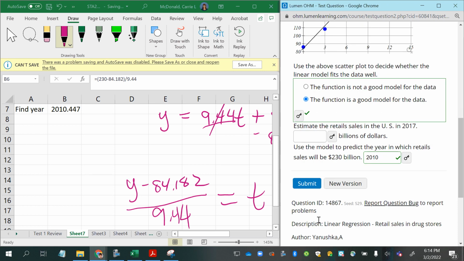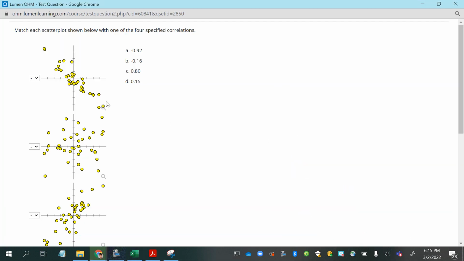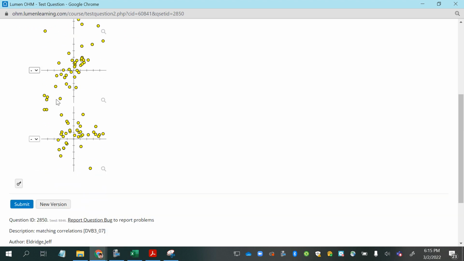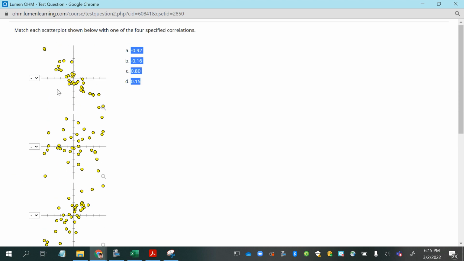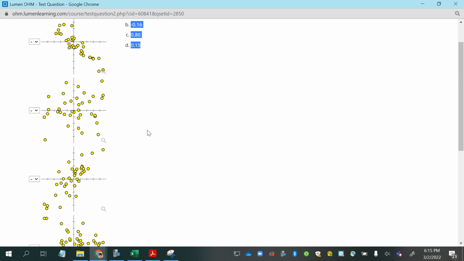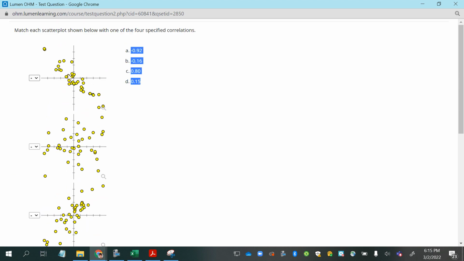And there you go. It's not so bad. And we're going to match the given correlation coefficients on the right with the scatter plot on the left. So it's easiest, I think, to find the strongest looking linear pattern and match it with the strongest correlation coefficient.